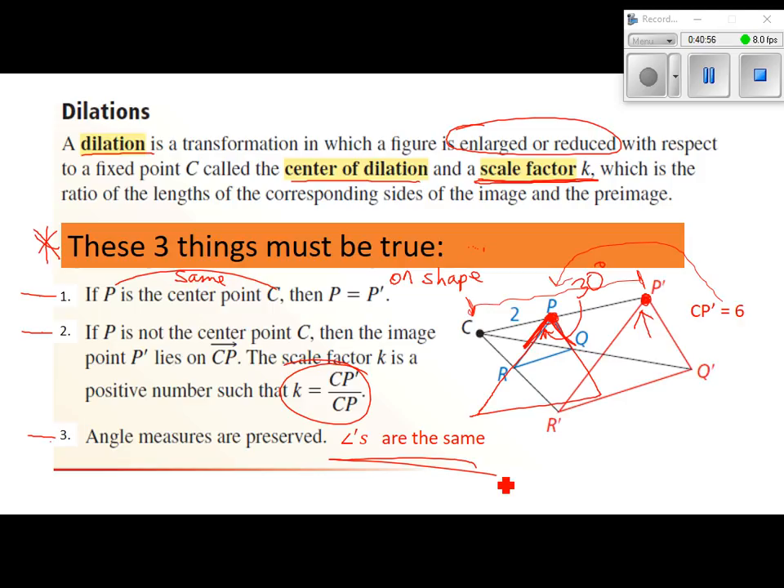All right, so if I told you this angle right here is 22 degrees, what's this angle right here have to be? 22. Now, if I told you this side right here was 5, does that mean this side's got to be 5? No, one's bigger than the other, and that's where we're going to need the scale factor. The angles don't change, but the sides get bigger or smaller.